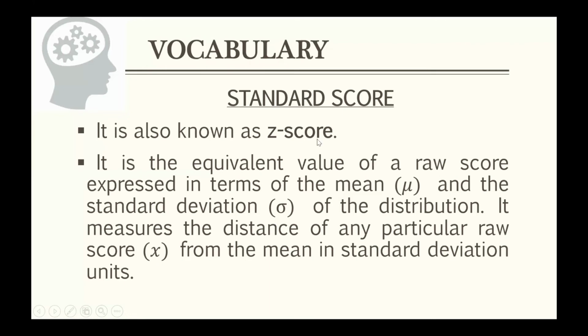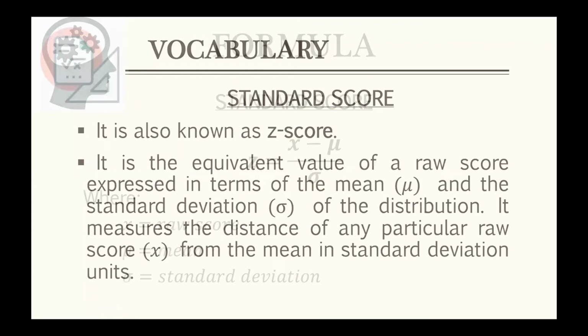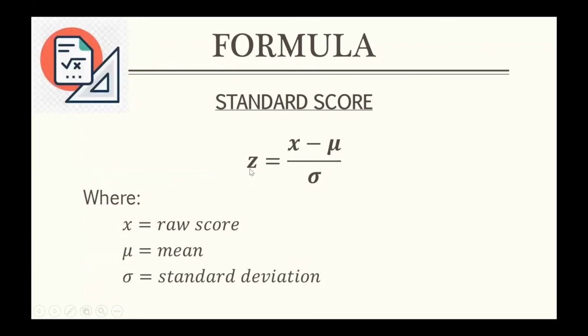Kapag ang given ay z-score or standard score, ibig sabihin ang value ng mean ay 0 at ang value naman ng standard deviation ay 1. To get the value of z-score, we have this formula. Z-score is equal to raw score minus mean all over standard deviation. Ginagamit ang formulang ito kapag ang given sa problem ay raw score. Ibig sabihin, yung value ng mean ay hindi 0 at yung value naman ng standard deviation ay hindi 1.